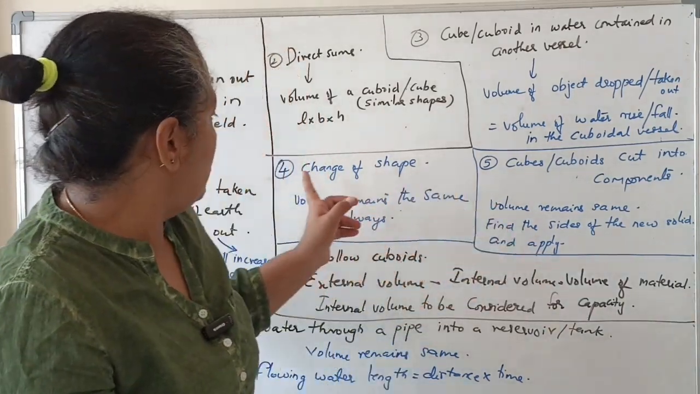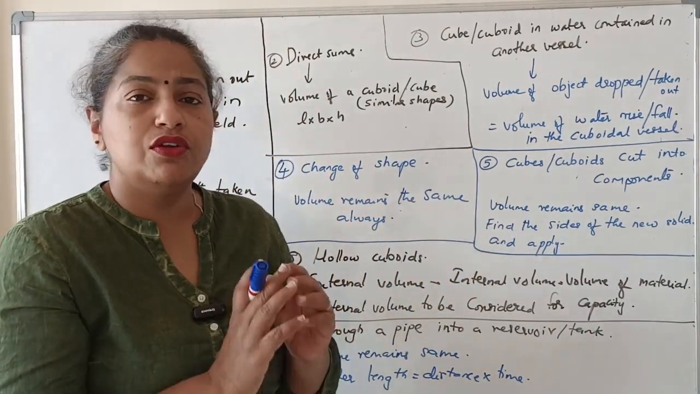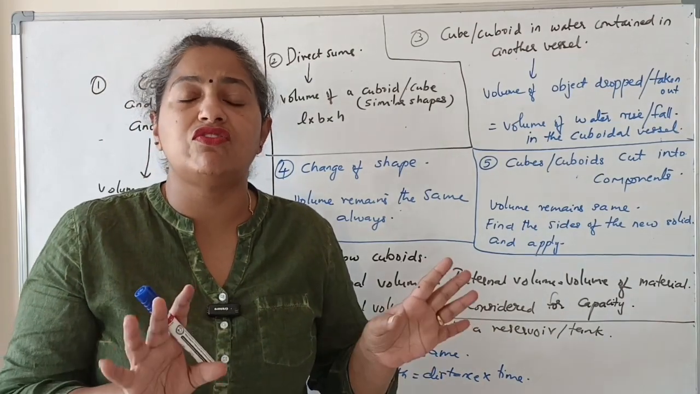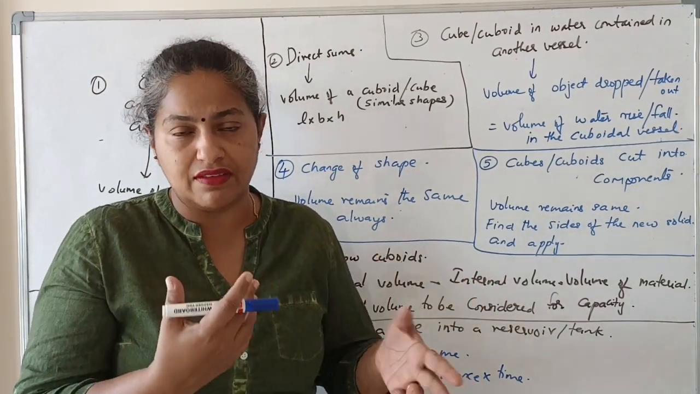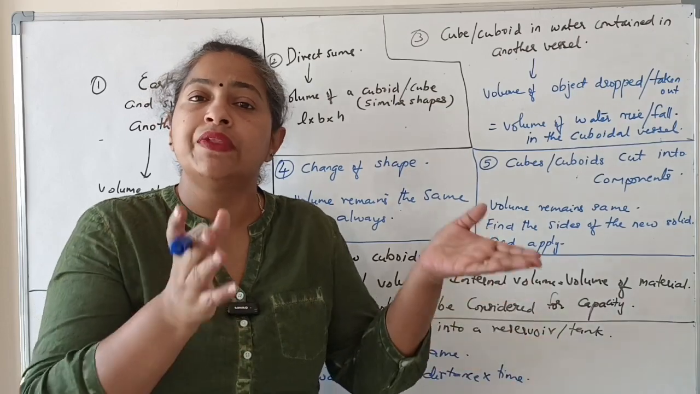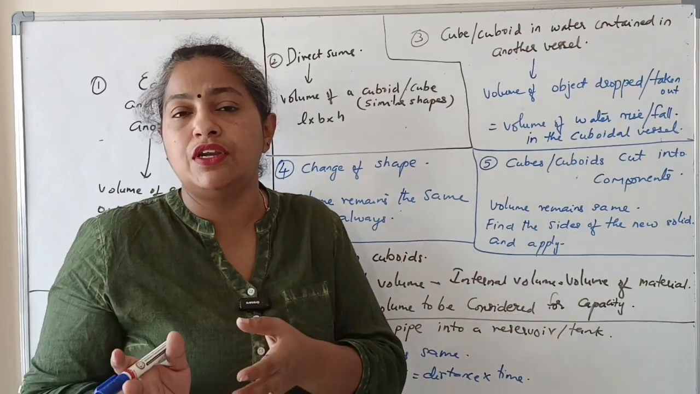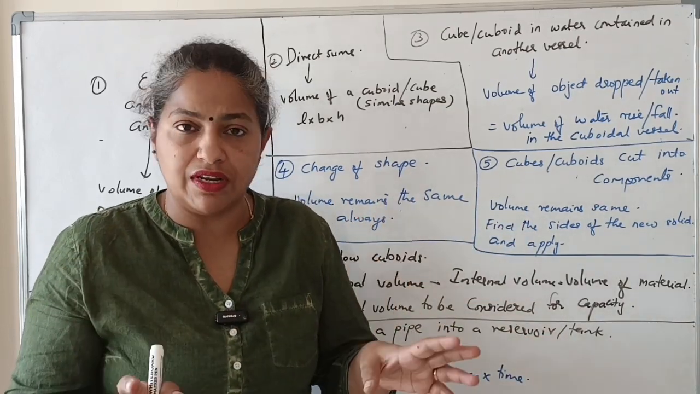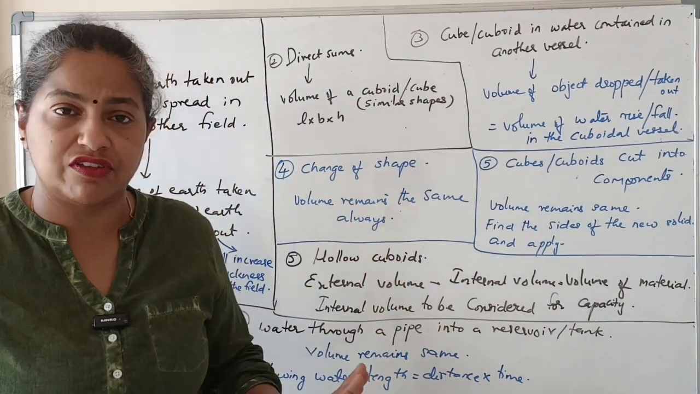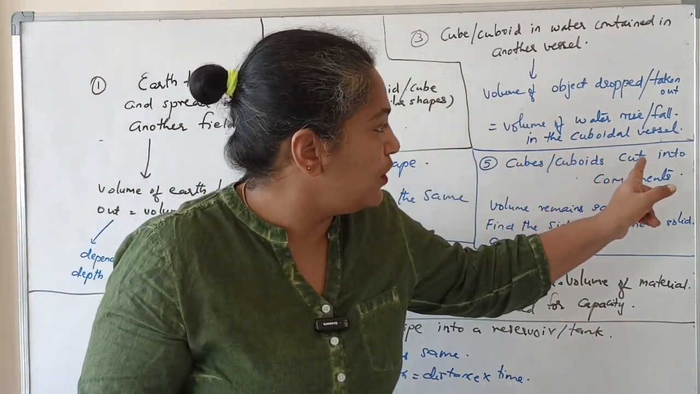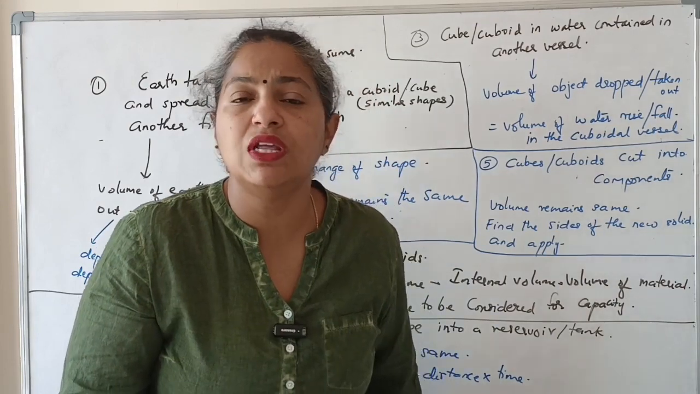Okay. Now the fourth one is a change of shape. You know that irrespective of the shape that the particular solid is in, the volume always remains the same. If a cuboid is converted into a cube, it does not matter, the volume will remain the same, and that is a basic concept here. Now a cube or a cuboid cut into components, again the volume remains the same.